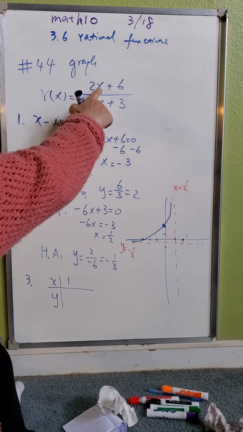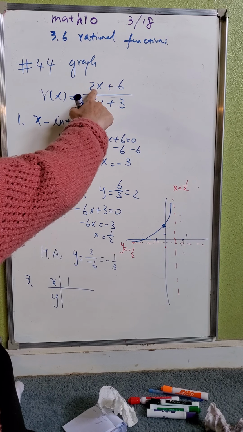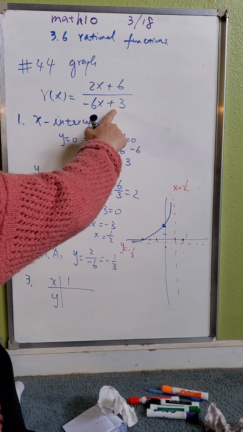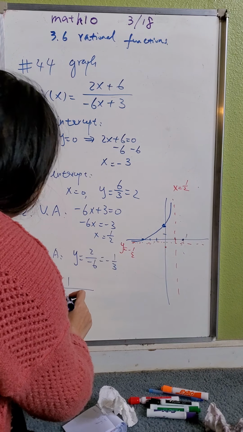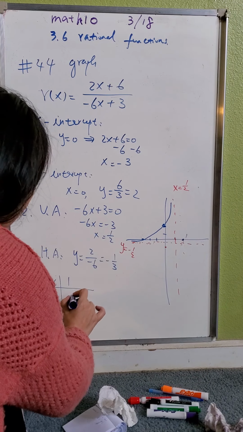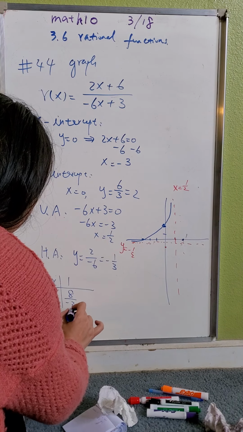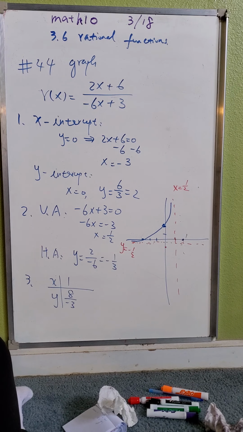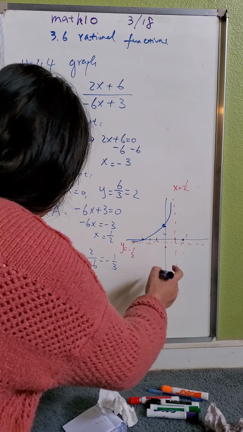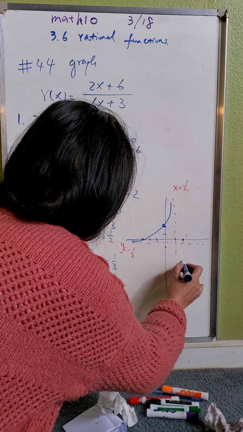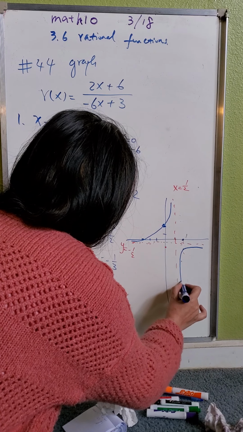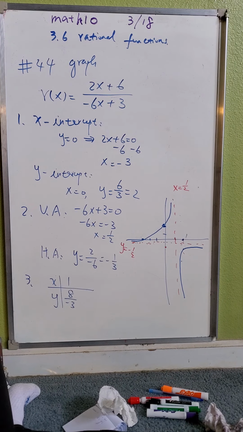x equal to 1, you come here, 1 plus 2 plus 6 equal 8. This is -6 plus 3 equal -3, so it's a negative. So 8 over -3, okay? So you notice in the bottom here, when you go 1, -8 over 3, so about right here. So again, they cannot cross the asymptote, so they're going to get really close to it. So that's how you graph that.